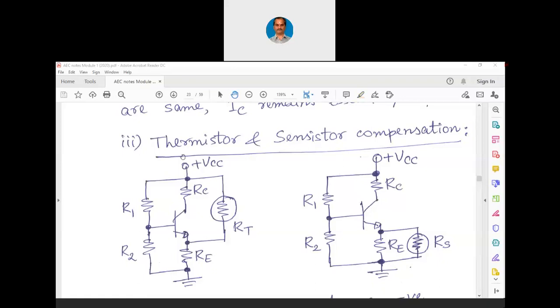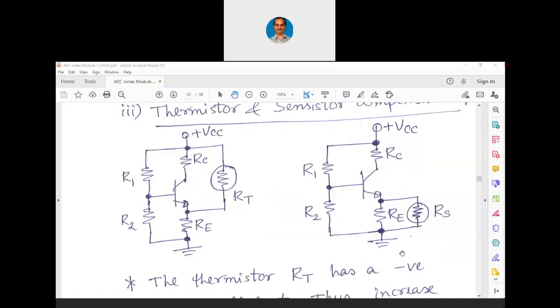There is something called thermistor, there is something called sensistor, and there is something called positive temperature coefficient, and something called negative temperature coefficient. You can see on the screen now these two circuits: thermistor compensation and sensistor compensation. You have RT here, that is called a thermistor, and you have RS here, that is called a sensistor.